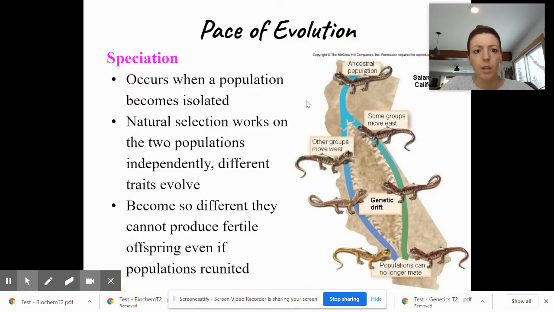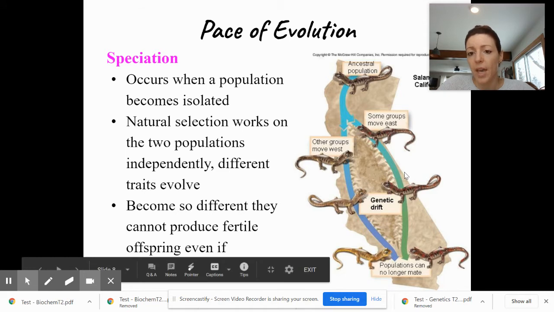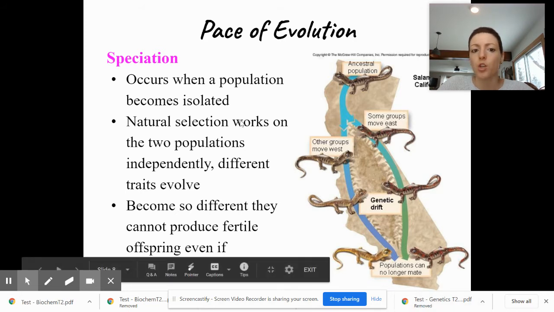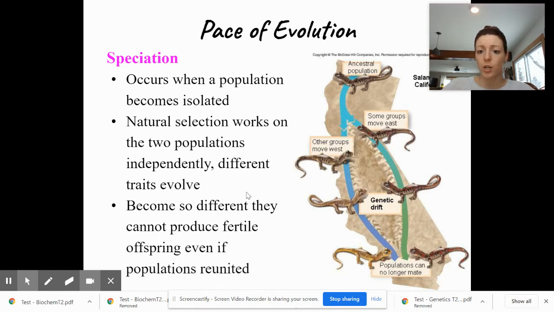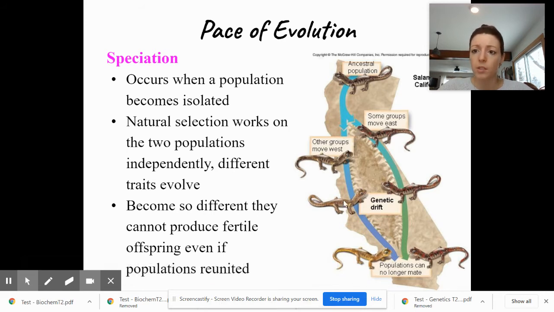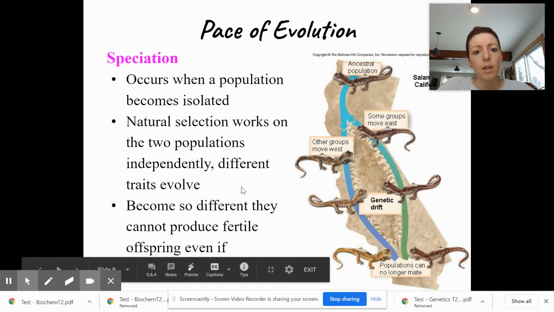Oops, go back here. So we have salamanders here. This is another activity that we can do sometimes in class. We won't be doing this one this time around, but just showing how some of these populations have shifted over California, and we have a mountain range in between them, and we have natural selection working on the populations independently, causing different traits to evolve. So you can see we have some color variations here, but they all look fairly similar otherwise, structure-wise, right?